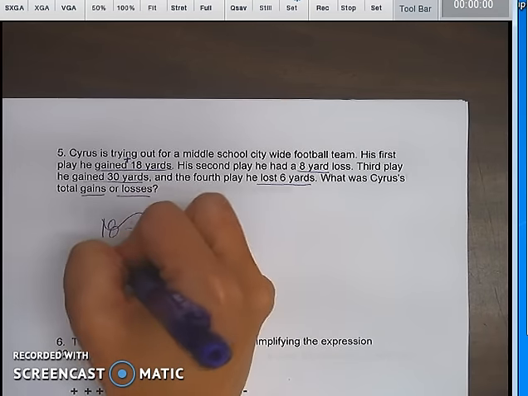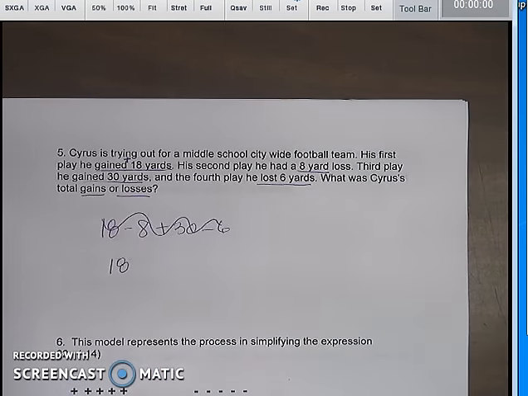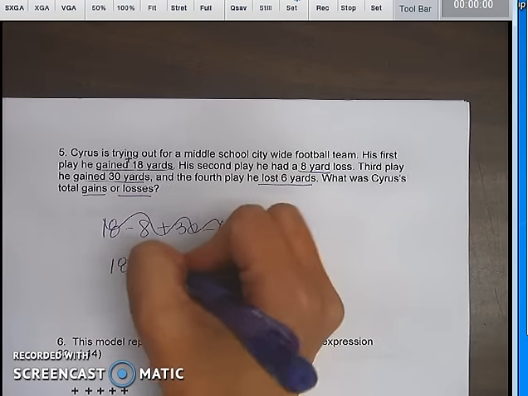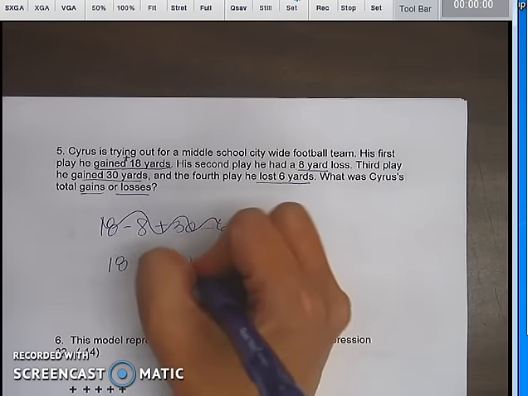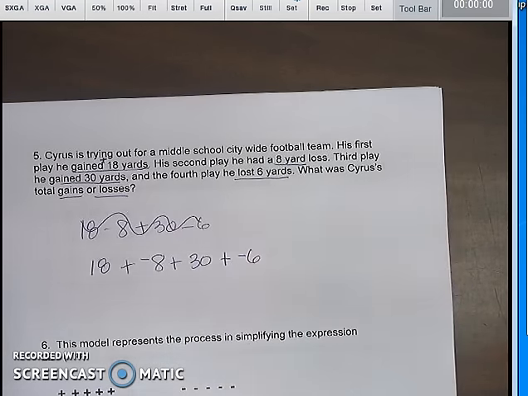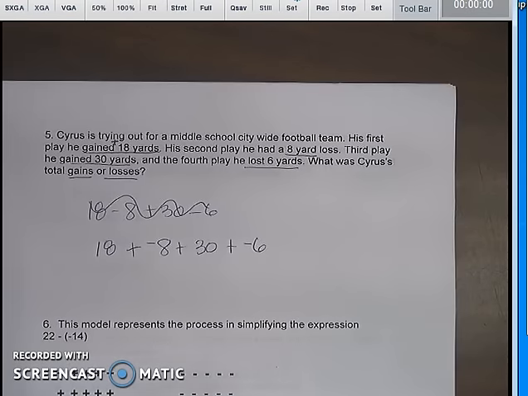He gained 18 yards plus negative 8 yards plus 30 yards plus negative 6 yards. Okay, that's the way I like to do it. That's the way I suggest you do it. Now, if you wanted to just add and subtract left to right, I guarantee you will get the same answer, okay? The way I like to do it is I like to combine my positives and combine my negatives.